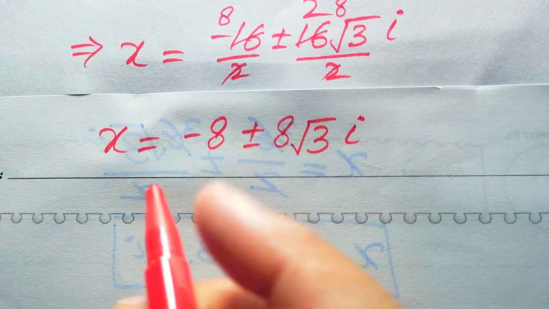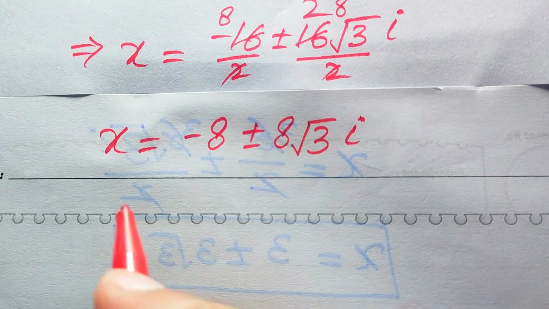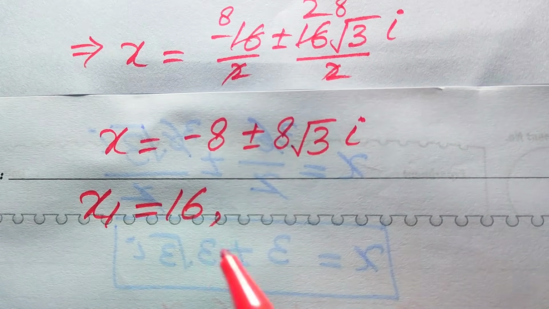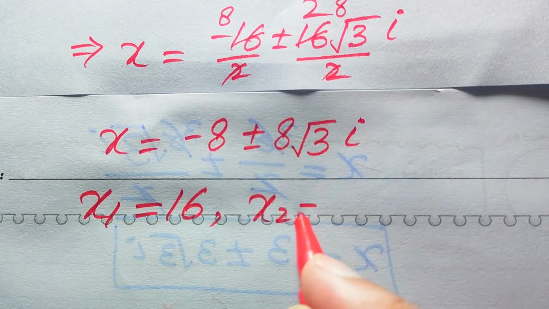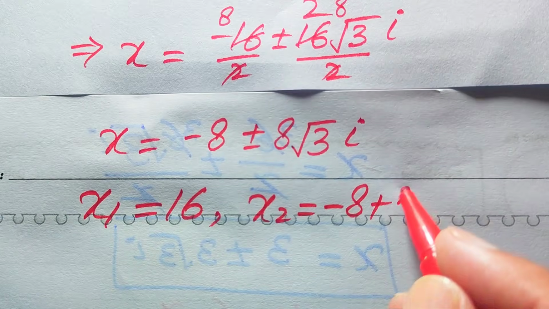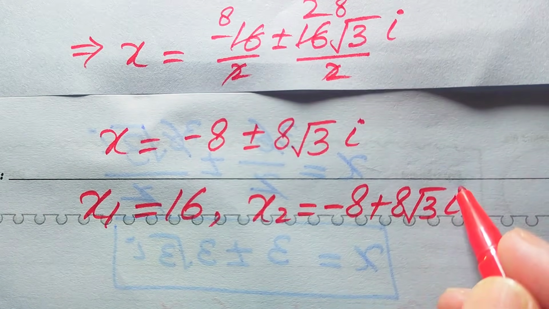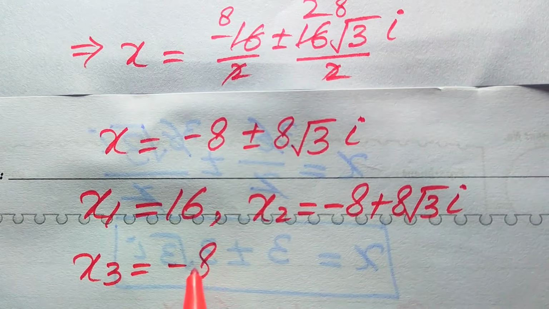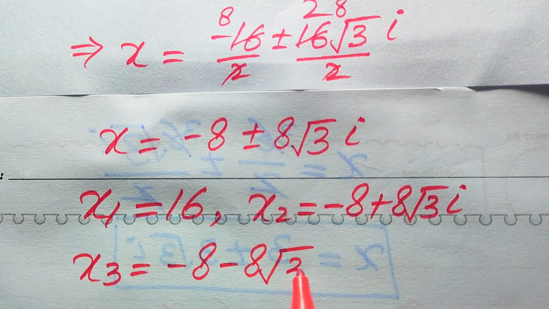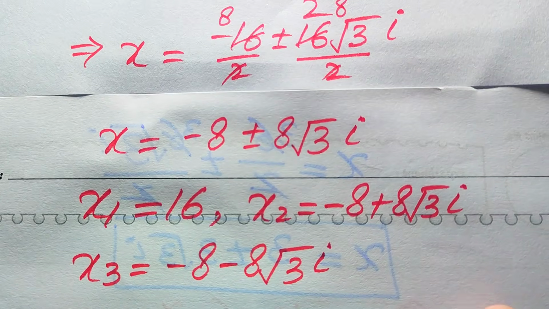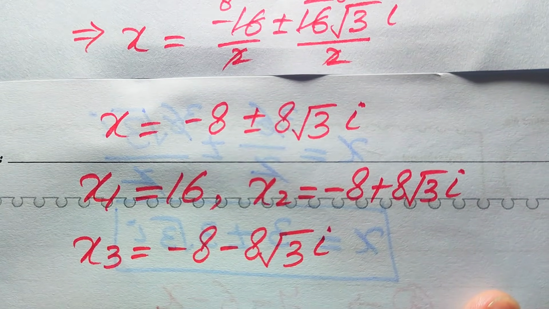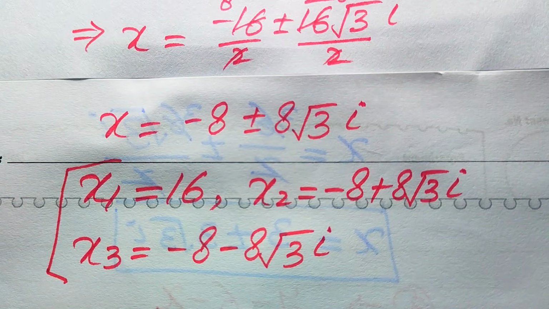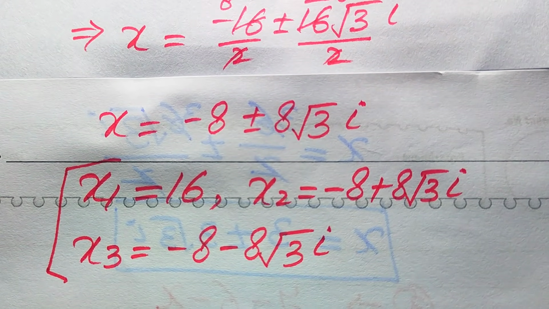So finally we get that there are three roots of the given equation, in which the first root x1 is equal to 16, the real root, and x2 is equal to minus 8 plus 8 times square root of 3 iota, the complex root. x3 is equal to minus 8 times square root of 3 into iota, the third complex root of the given equation. So finally these are the three roots of the given equation, and this is our final answer to this question.